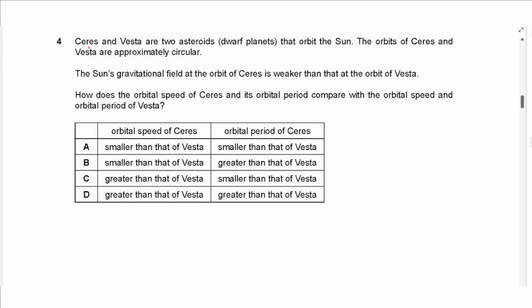Question 4 says, Ceres and Vesta are two asteroids or dwarf planets that orbit the sun. The orbits of Ceres and Vesta are approximately circular. The sun's gravitational field at the orbit of Ceres is weaker than that at the orbit of Vesta. So if this is the sun, Ceres is further away from the sun since the gravitational field strength of the sun at Ceres is weaker. That means Ceres is further away from the sun, and Vesta is closer.